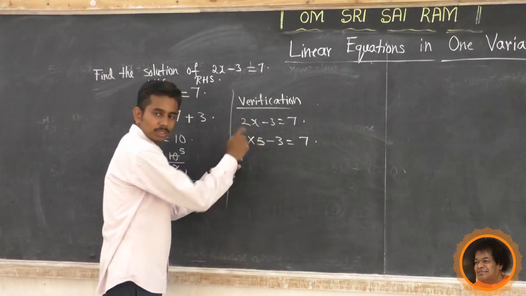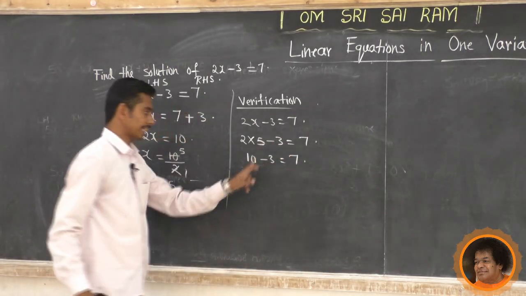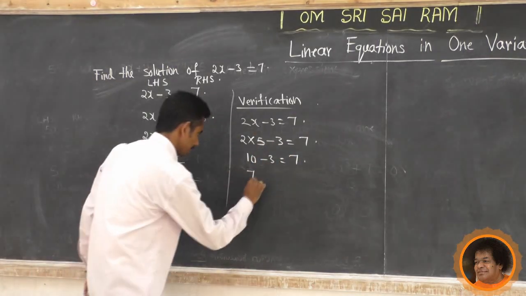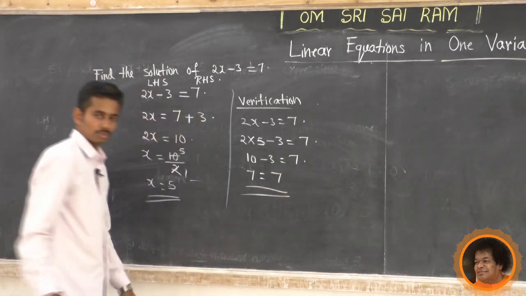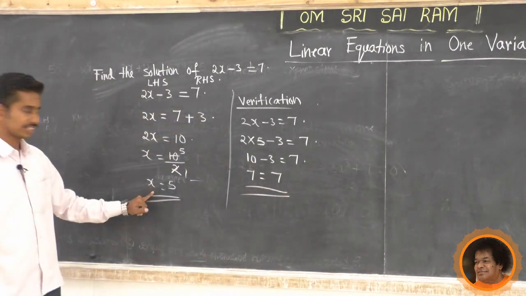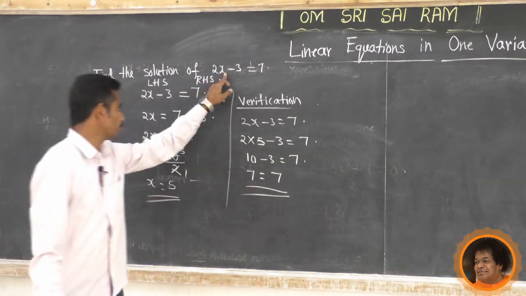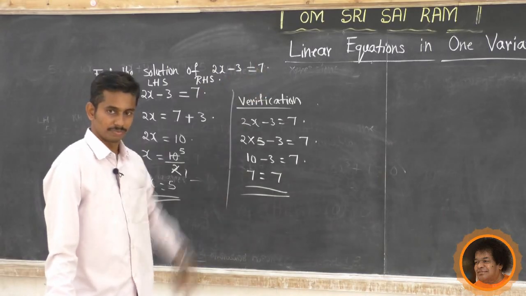After multiplying 2 into 5, it is 10 minus 3 equal to 7. What is 10 minus 3? 7. So 7 equal to 7. What do we get? The left hand side equal to the right hand side. So the value of x is 5. It is the solution of 2x minus 3 equal to 7.